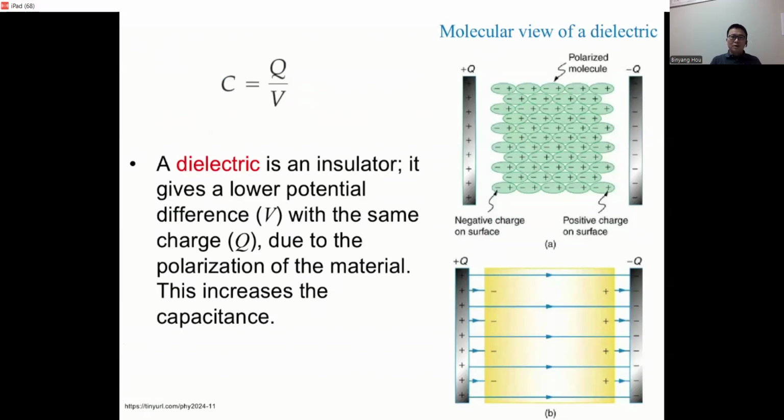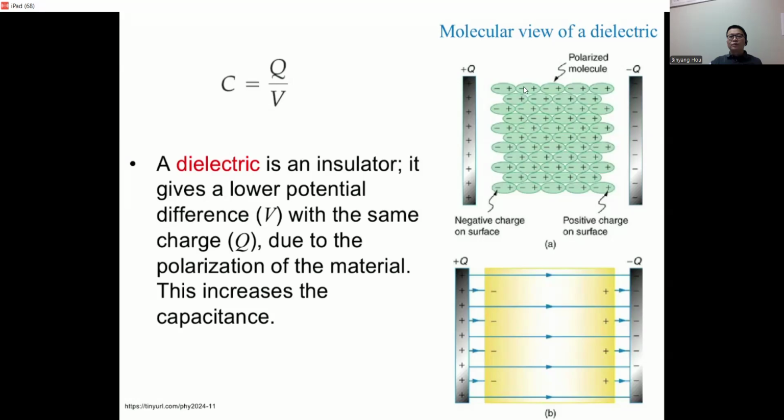Now let's take a look at what happens when you actually have an insulator in between. A simple one is just two plates with vacuum in between. But what if you put in an insulator, which is called a dielectric? In that case, what happens? Inside an insulator, there are molecules. So if you put the insulator in between the two plates, which have an electric field, the molecules of the insulator will be polarized. So it is more negative on the side facing the positive plate, and more positive on the side facing the negative plate.